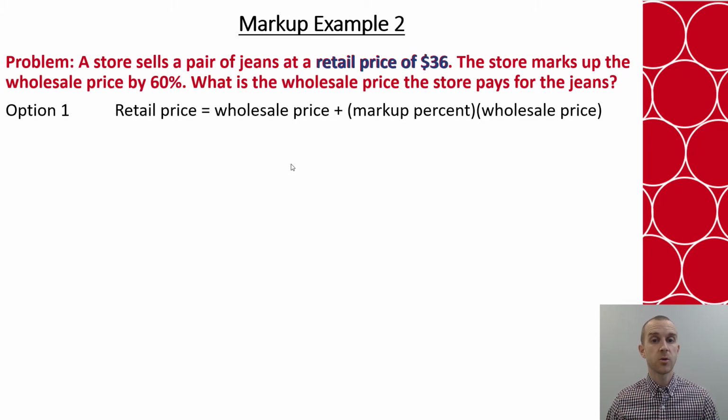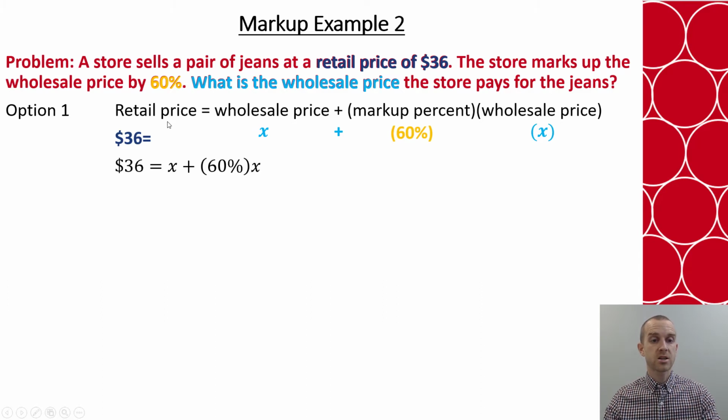So we are told the retail price is $36, so I can plug that into my equation here, $36. The wholesale price, it says what is the wholesale price? That's unknown. So anywhere that I have wholesale price in my equation, I put an X, which would be here and here. Last thing I need is my percent. I marked up 60%. So now when I write my equation, I have $36 equals X plus 60% of X.